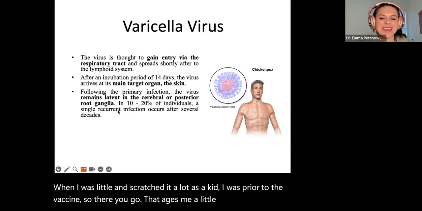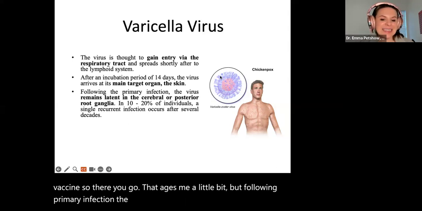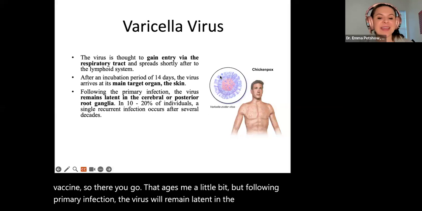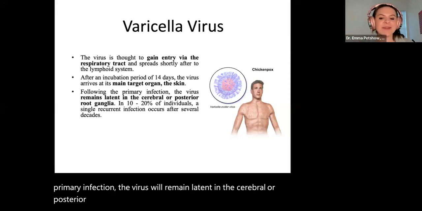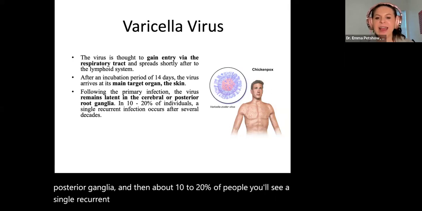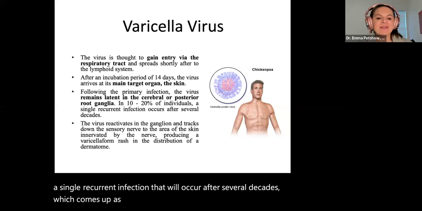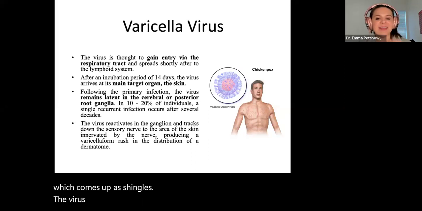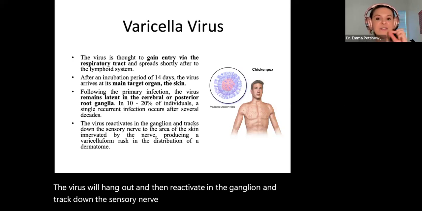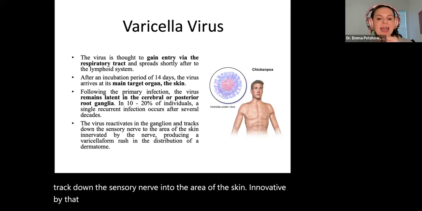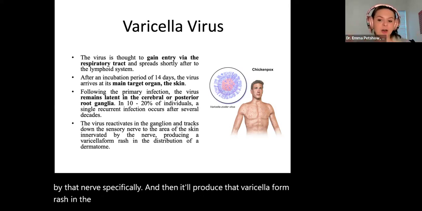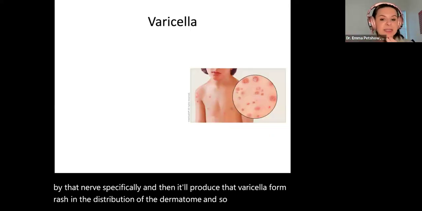But following primary infection, the virus will remain latent in the cerebral or posterior root ganglia. Then in about 10 to 20% of people, you'll see a single recurrent infection that will occur after several decades, which comes up as shingles. The virus will hang out and then reactivate in the ganglion and track down the sensory nerve into the area of the skin innervated by that nerve specifically. And then it'll produce that varicella-form rash in the distribution of the dermatome. And so that's the classic shingles presentation.